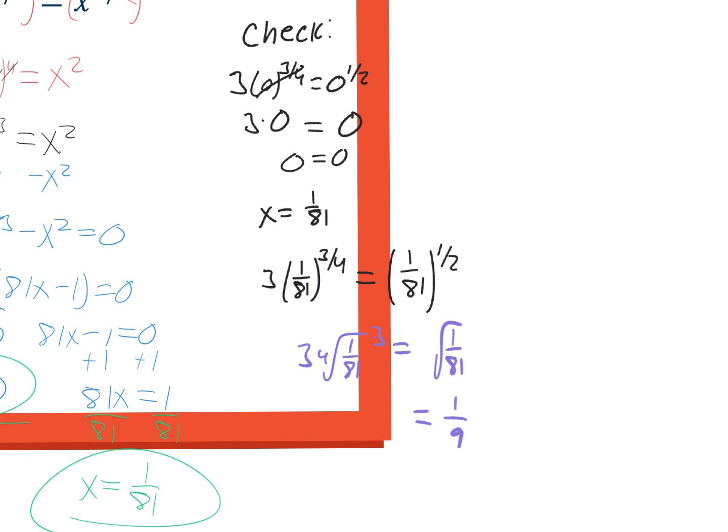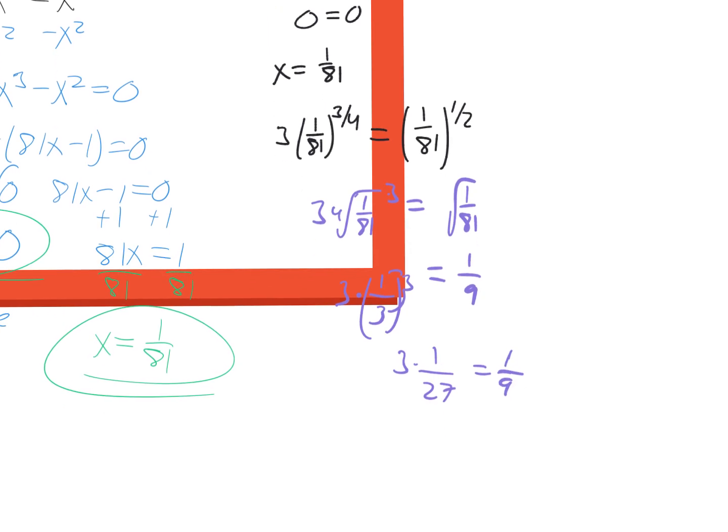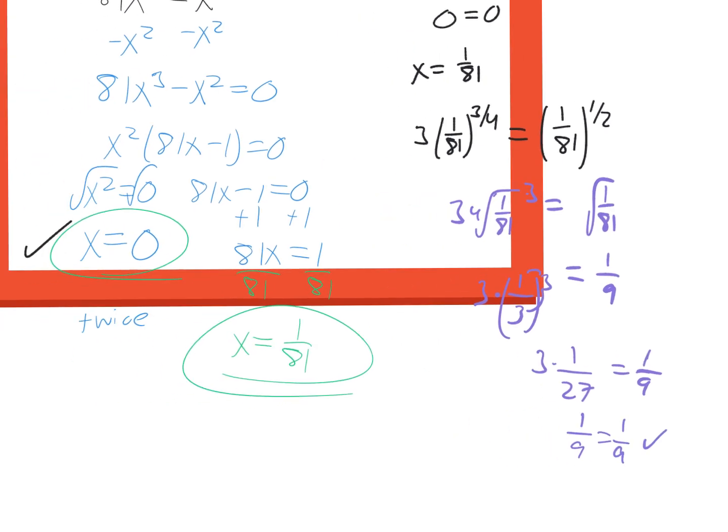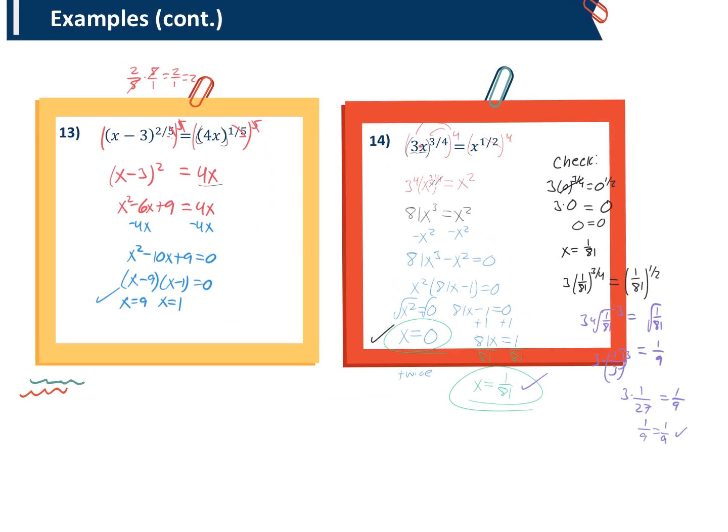All right, and then the 4th root of 1 over 81. Same thing, you can 4th root the top and 4th root the bottom. We should get 3 times 1 over 3 to the third power. And then again, same thing with the radicals, you can raise the top and the bottom to the same exponent. So we get 3 times 1 over 27 equals 1 over 9. And then 3 over 27 is going to get you 1 over 9, right? So this one works. All right, so both of our answers work here. All right, and that's it for this section.